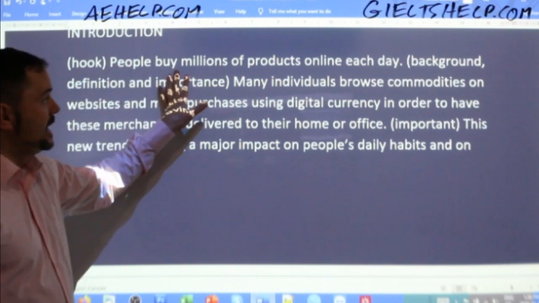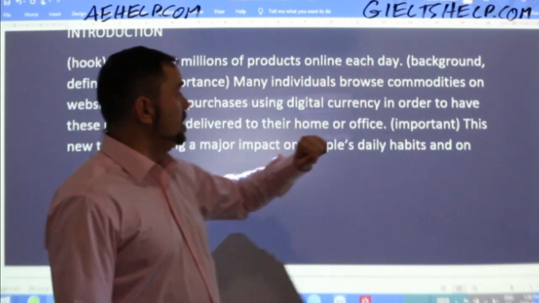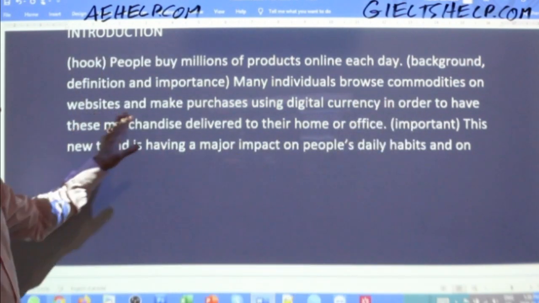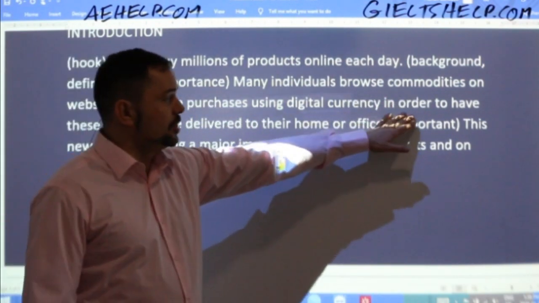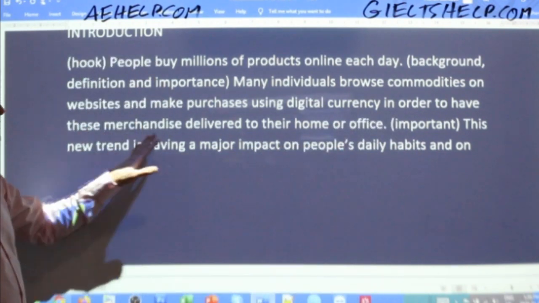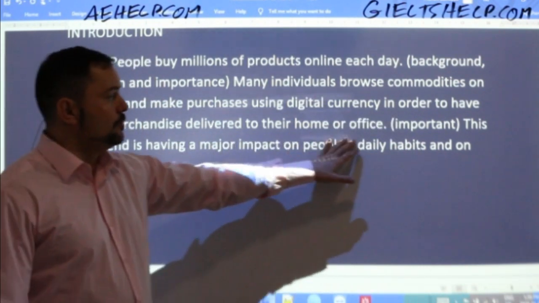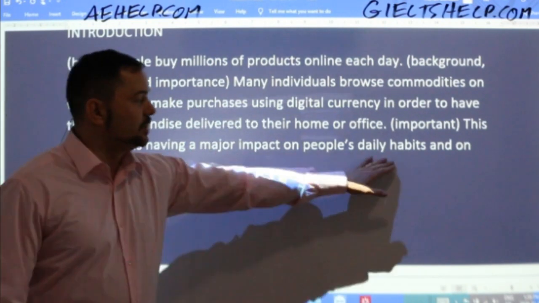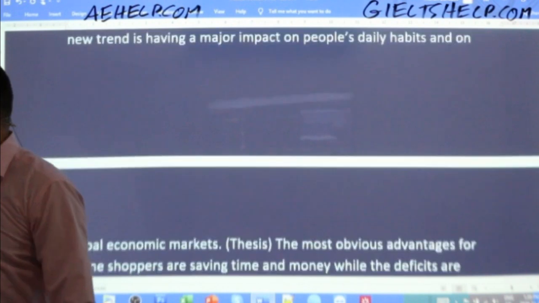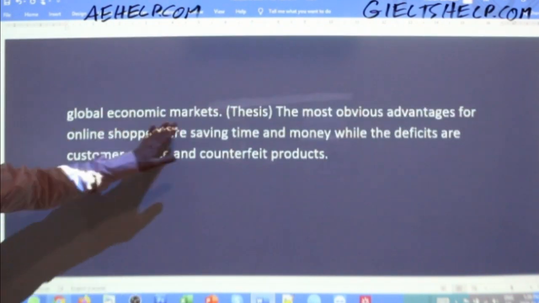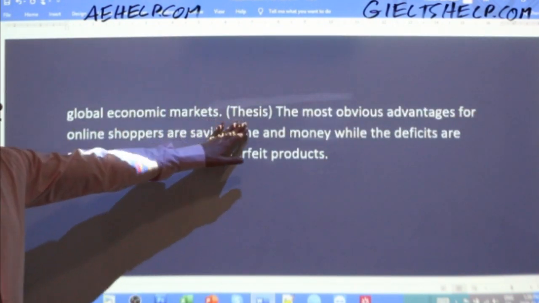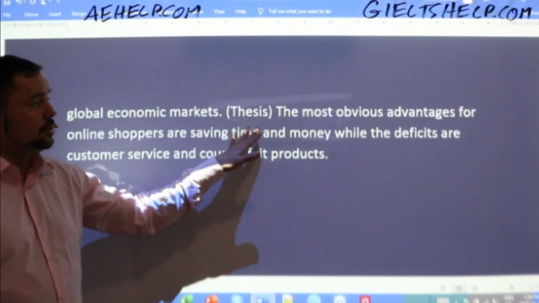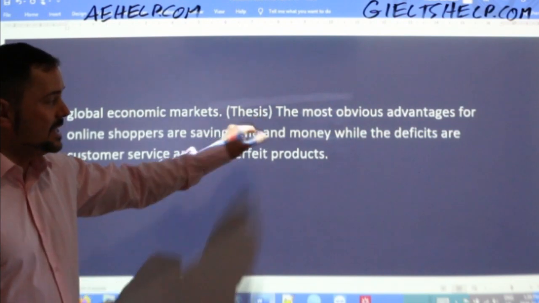So people buy millions of products online each day. Many individuals browse commodities on websites and make purchases using digital currency in order to have these merchandise delivered to their home or office. This new trend is having a major impact on people's daily habits and on global economic markets. Very nice direct thesis that tells your reader exactly what you plan to discuss in the essay.